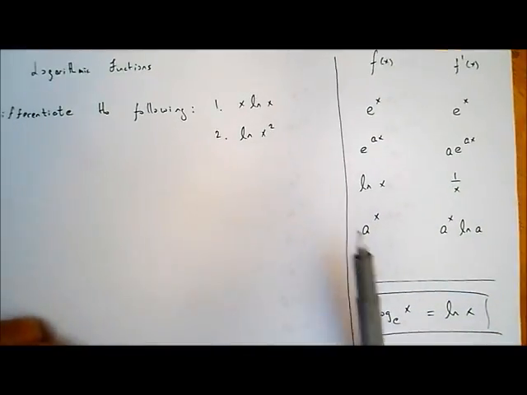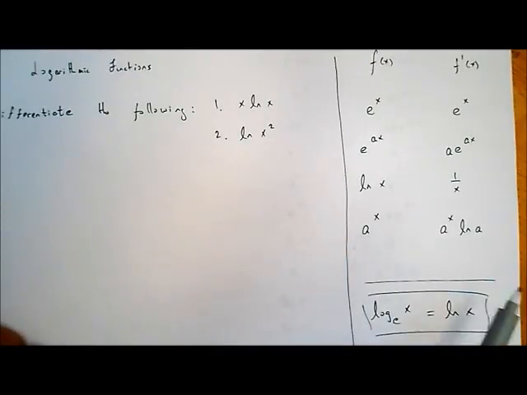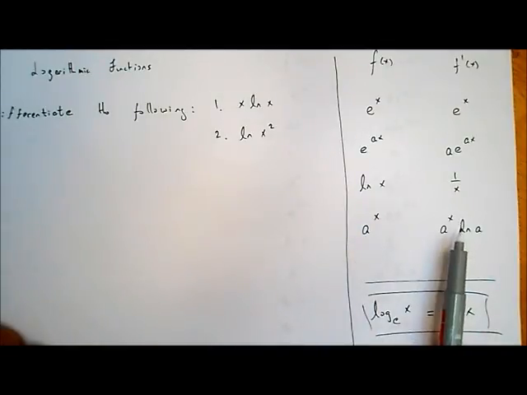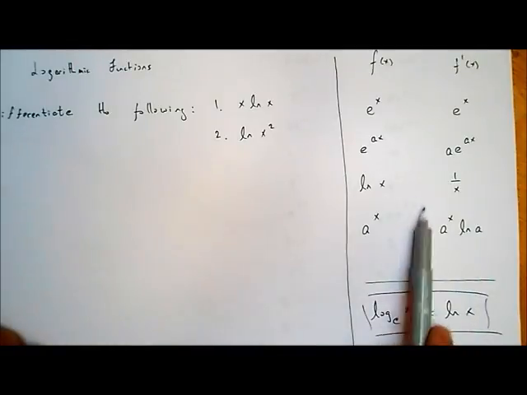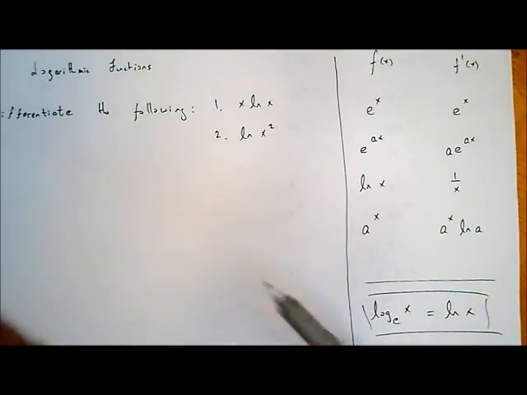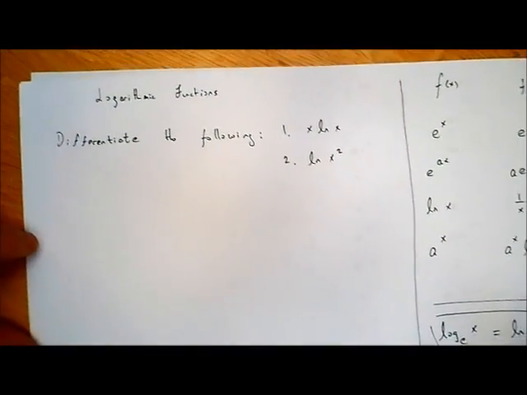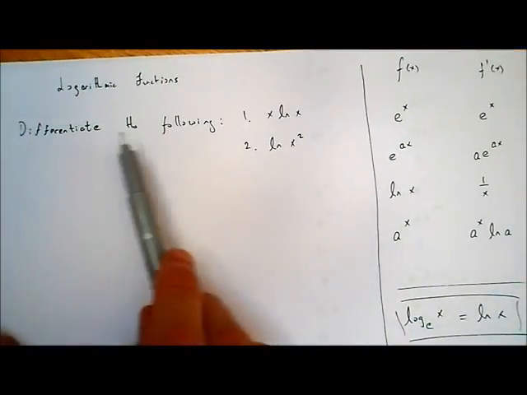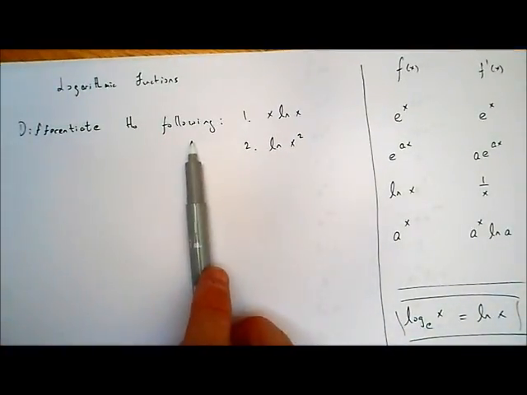And then one other function, when I differentiate something that looks like a to the power of x, like 2 to the power of x, or some constant to the power of x, I get a to the power of x times the natural log of a. So very, very simple to differentiate logarithmic natural log functions. Let's have a look at a few examples. We want to differentiate the following.